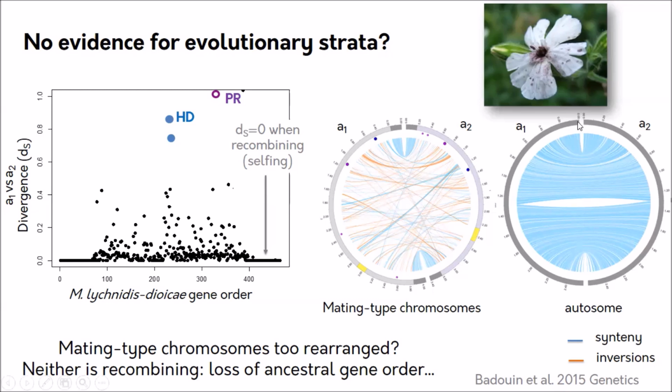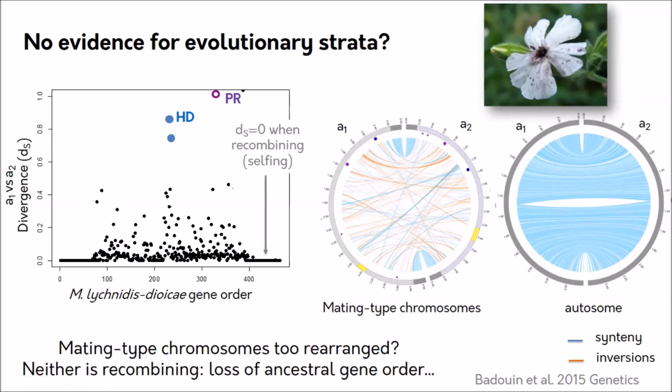And indeed, when you see here a plot showing the synteny between two autosomes in one diploid individual, they are perfectly syntenic because they are recombining. And you can see here the plot linking the genes of the two mating type chromosomes. And here it's just chaos of rearrangement, right? Except at the two edges of the mating type chromosome, where the pseudo-autosomal region remain collinear and recombining. Otherwise, both chromosomes are just completely rearranged. So, of course, we cannot see any evolutionary strata plotting the divergence along the current gene order.